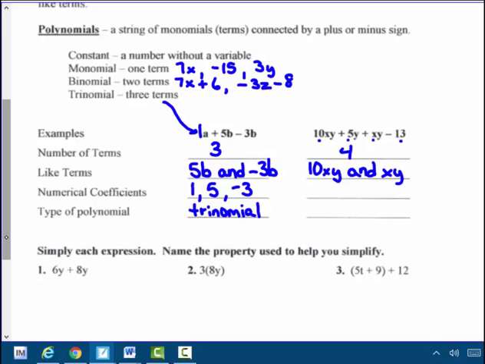The numerical coefficients, I see a 10, a 5, a 1, and we don't call negative 13 a numerical coefficient because it doesn't have a variable on it. That's just the constant. What type of polynomial is it? Well, once you get past 1, 2, or 3 terms, 1 being monomial, 2 being binomial, 3 being a trinomial, we just call them poly, meaning many terms. Polynomial.